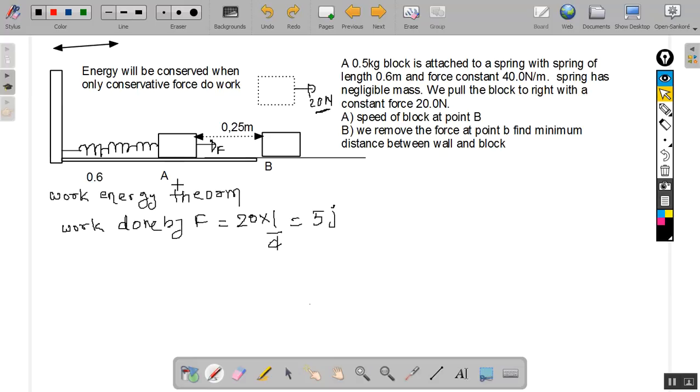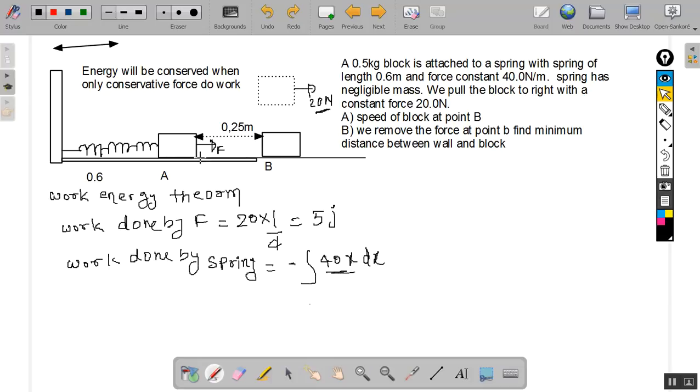Now, look at the work done by the spring. The work done by the spring is basically minus the integral of the force, which is kx, that means 40 into x dx. You should work this out yourself. If you are not able to understand why, then you should see my earlier lecture in which I explained how to calculate work done.